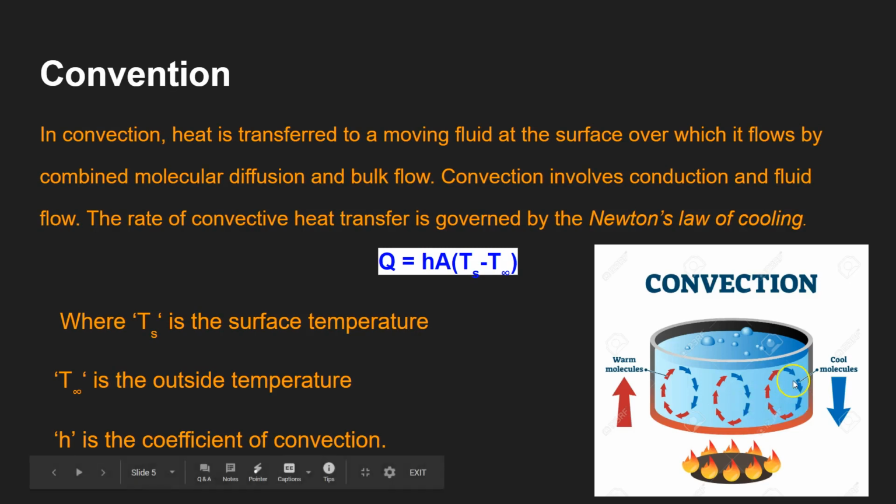Here this heat transfer is not just happening because of vibration of molecules and transfer of internal energy from one layer of molecules to the next, as we know. But along with that, we have the bulk movement of fluid molecules also, by which the heat is taken away.